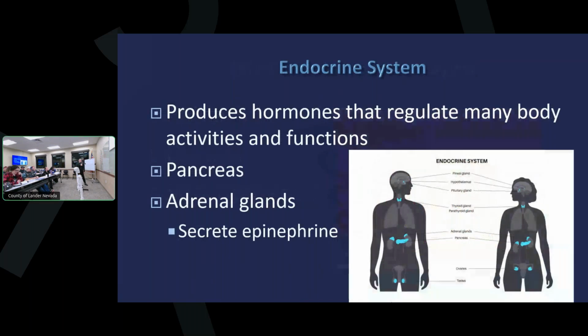So our endocrine system, our hormones that regulate our body functions, comes from our endocrine system. We have our pancreas and our adrenal glands. They secrete epinephrine or adrenaline, right? Everybody's very familiar with adrenaline or epinephrine. That's a catecholamine. Our body makes that. So that all comes from our adrenal glands.